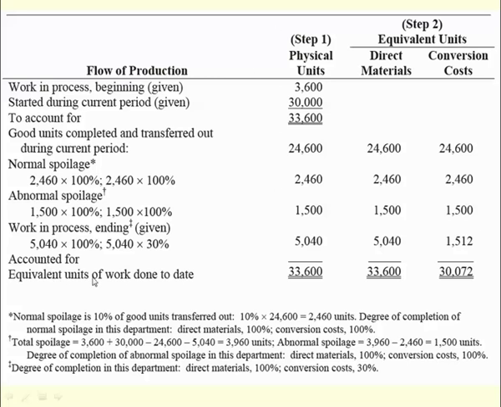So for equivalent units of work done to date, we calculate the summation of the number of units under direct materials, which equals 33,600 units, and the summation of the number of units under conversion cost, which equals 30,072 units. This is the equivalent units of work done to date, and this is step number 2.